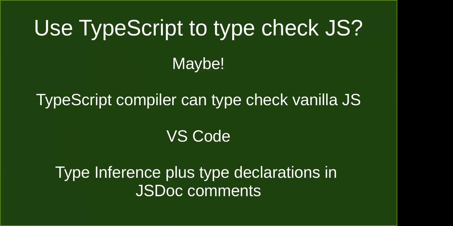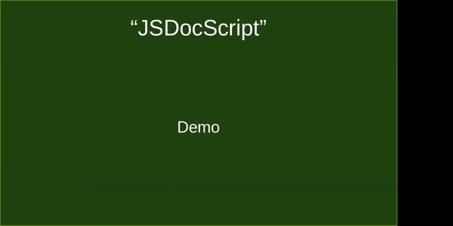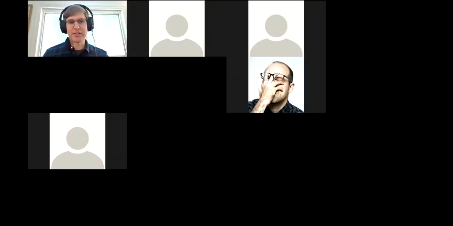So this is an interesting scenario to think about for Thunderbird, and it's what I want to focus on for the rest of the presentation. I realize it's hard to say what this is. Maybe we can call this JSDoc script. I don't know, maybe that's awkward, but TypeScript using JSDoc comments just gets a little verbose. So what I'd like to do now is just show you what this looks like.